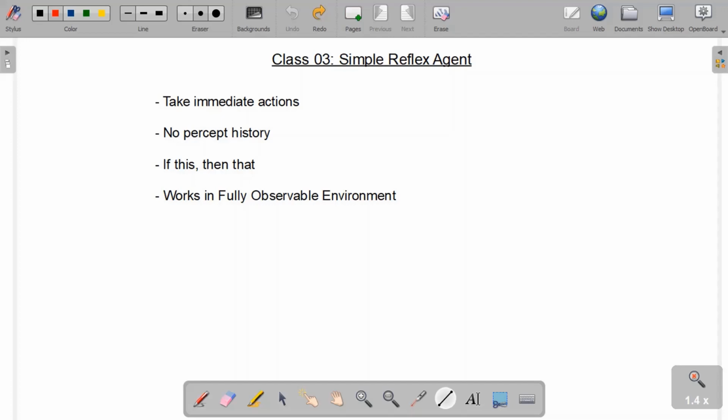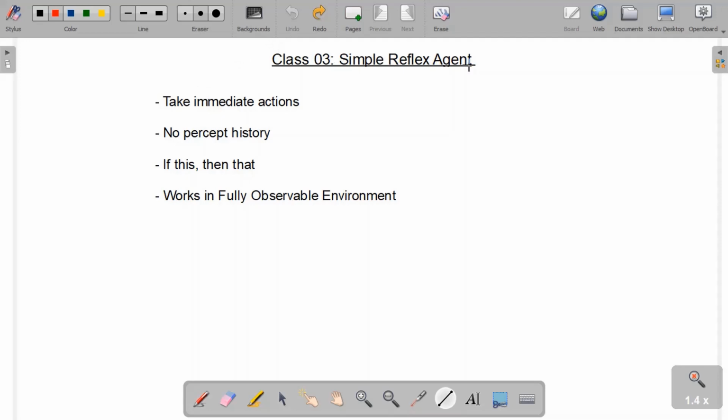I'm Sadia. Today we are having our third class of AI course. In the last lecture we had some introduction about intelligent agents. Today we will be learning the first type of intelligent agent. So the topic is Simple Reflex Agent.